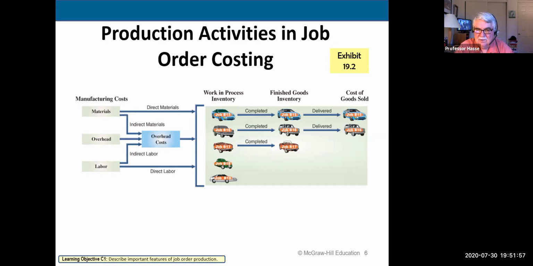Ford Motor Company will not be in operation very long if they do not know what it costs them to produce a car, because they have to know what to sell. The revenue or sales price of a car has to cover at least their cost and hopefully more.